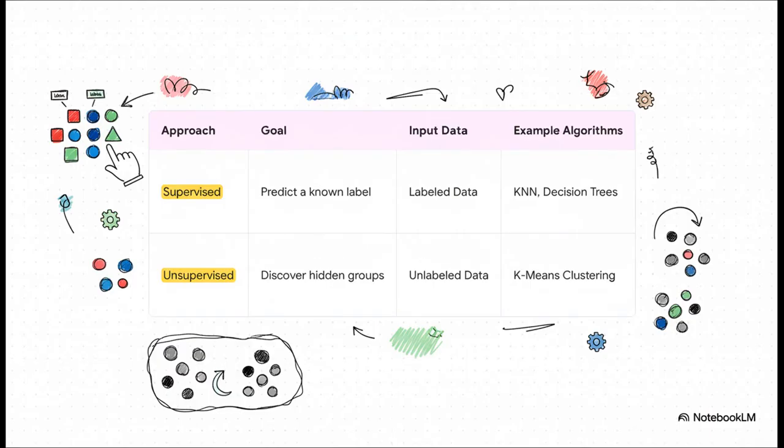This table really just lays it all out for us. Look, if your goal is to predict something you already know the answer to, like spam or not spam, and you have the labeled data for it, you want supervised learning. Use something like KNN or decision trees. But if your goal is to just explore and find hidden groups in raw, unlabeled data, you need unsupervised learning with a tool like k-means clustering.